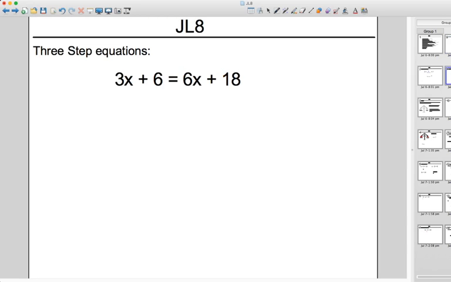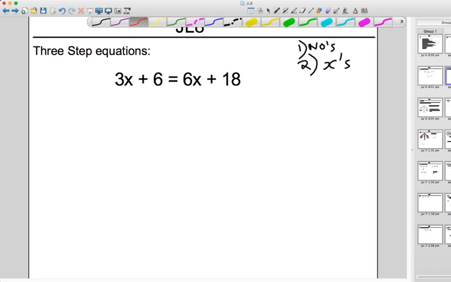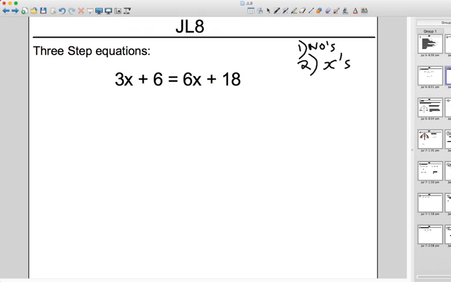Right, then we move on to 3 steps. And there are 4 terms here. So you've got x's and numbers. You have a choice here. You can either deal with the numbers first, or you can deal with the x's. So I think in this case I'm going to deal with the numbers first because it's going to make life a little bit simpler for you. Let us take away 6 on both sides.